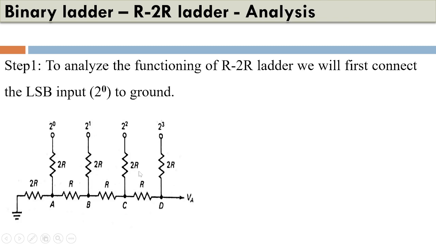Okay, so let us start analyzing the circuit. In order to analyze the R2R ladder network, first of all, we will connect the 2 to the power 0 input, that is the least significant bit, to ground. So we are considering a situation where we will connect all the inputs one by one to ground and check what happens to the circuit.